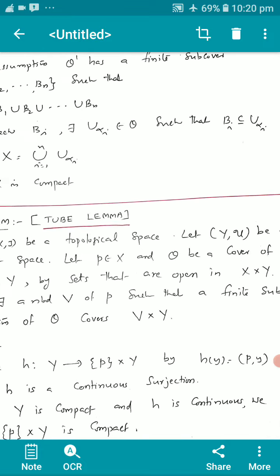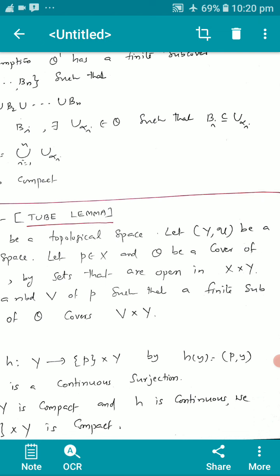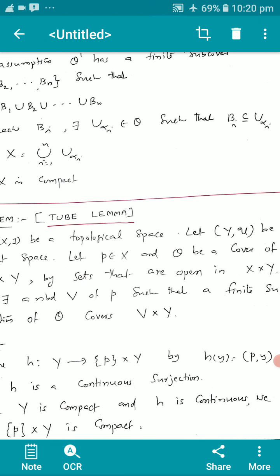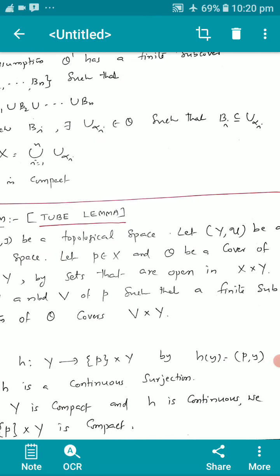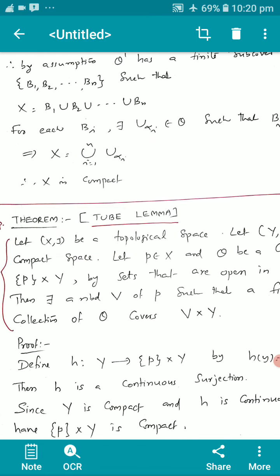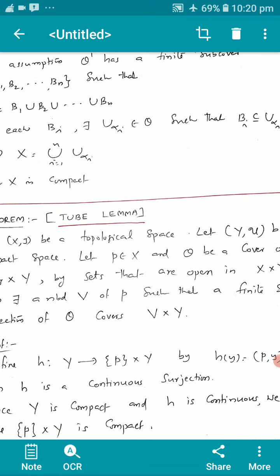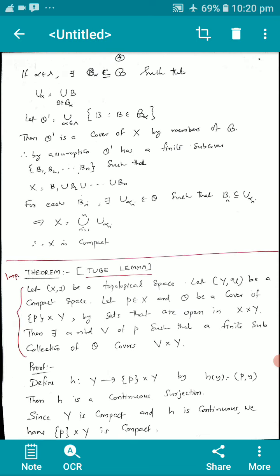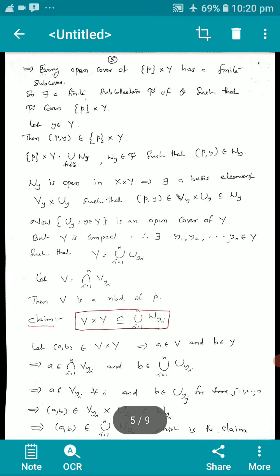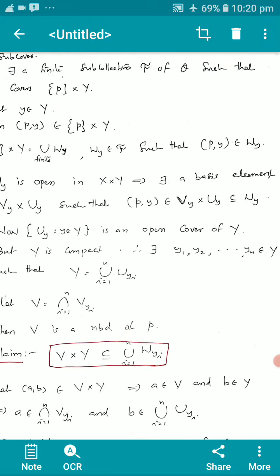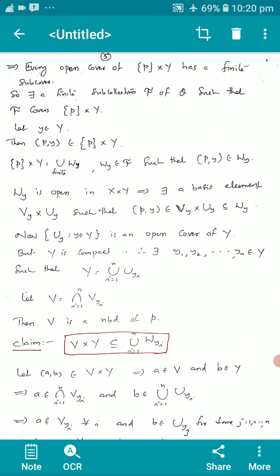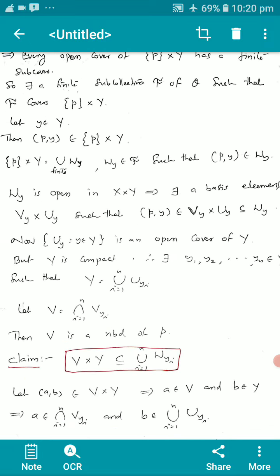Define H from Y to {P} cross Y by H(y) = (P, y), the ordered pair. Then H is a continuous surjection. Since Y is compact and H is continuous, the set {P} cross Y is compact. This implies every open cover of {P} cross Y has a finite subcover. So there is a finite subcollection F of θ such that F covers {P} cross Y.